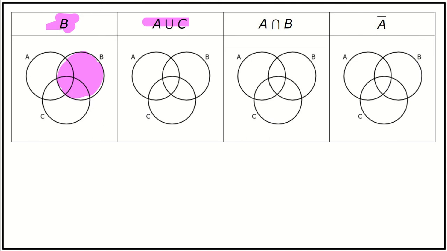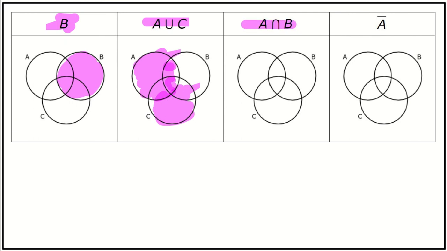If I do A union C, remember union means or. So anything that I colour in A will meet the criteria, and anything I colour in B meets the criteria. Oh, sorry, not B. Let me undo that. It should be A or C. Let me rub that bit out. So A or C. So I'm going to colour in anything that's inside A and anything that's inside C.